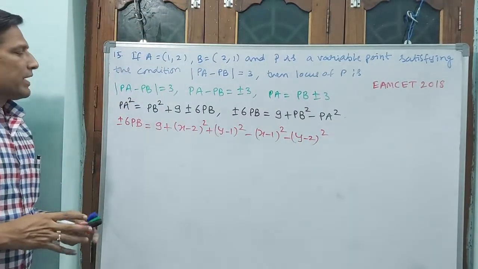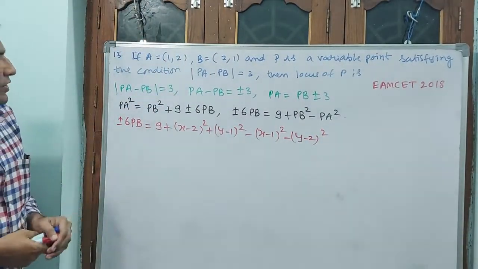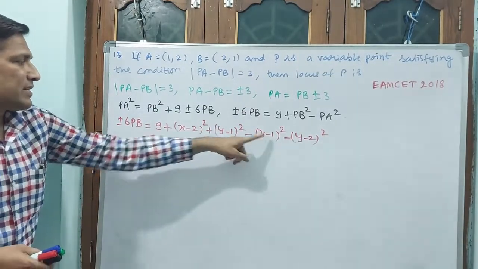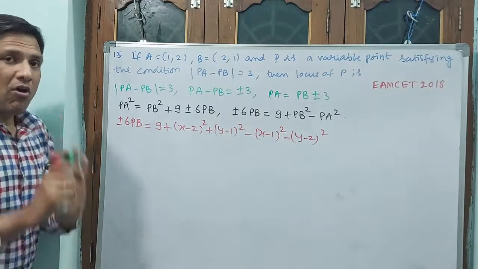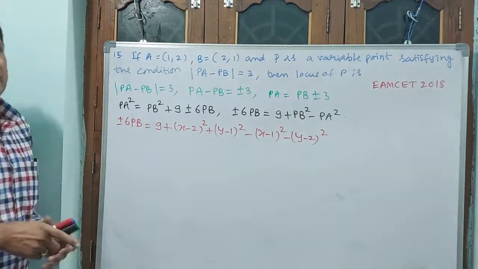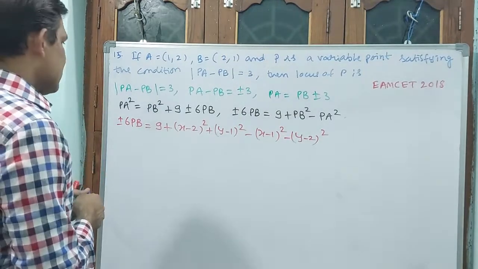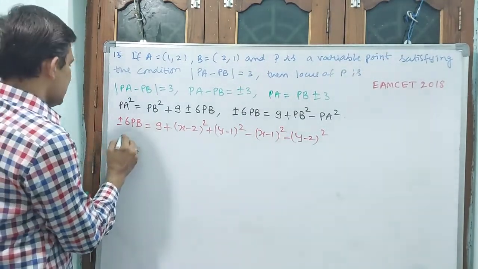Is it okay? Definitely okay. Now wait. See here, x minus 2 is there, x minus 1 is there, y minus 1 is there, y minus 2 is there. All are different. You have to expand, that's all. Okay? You don't have any other option. Let us expand.